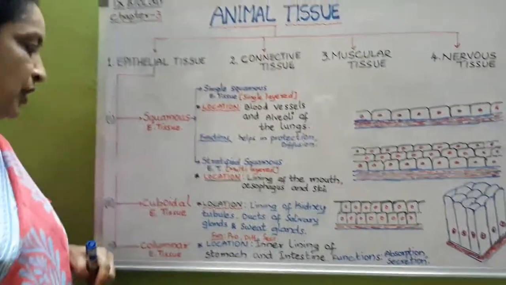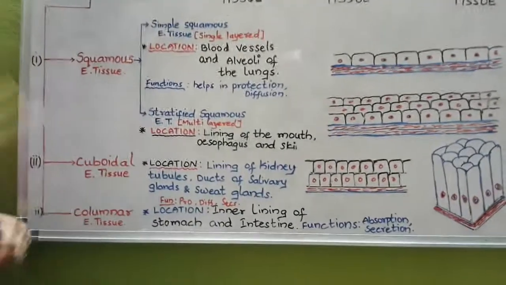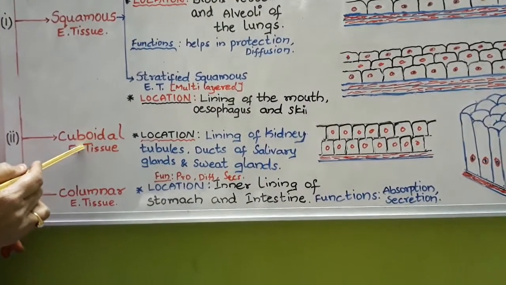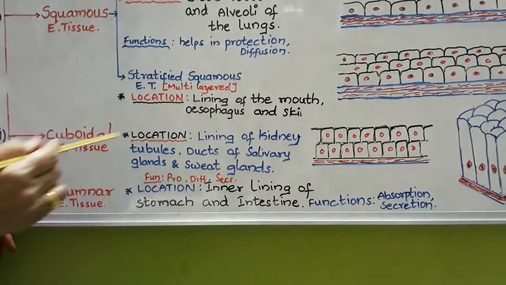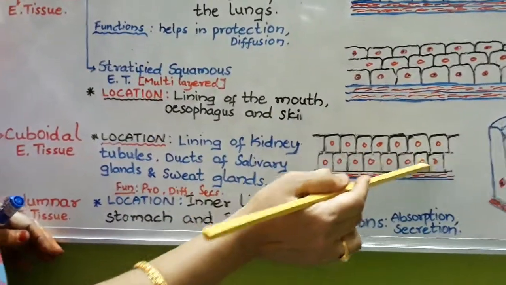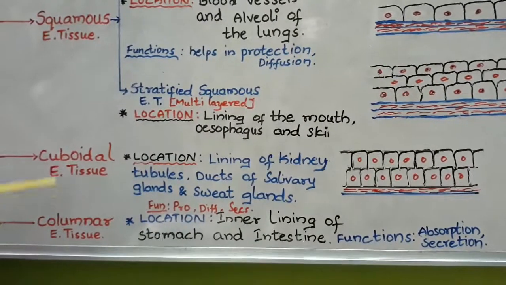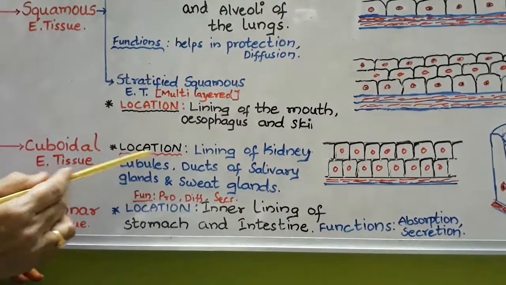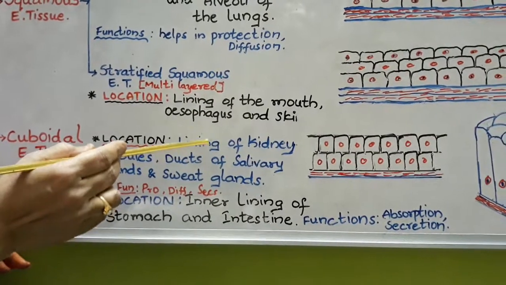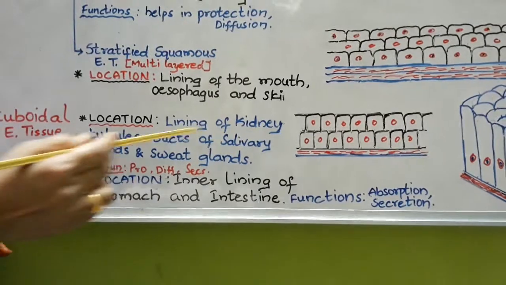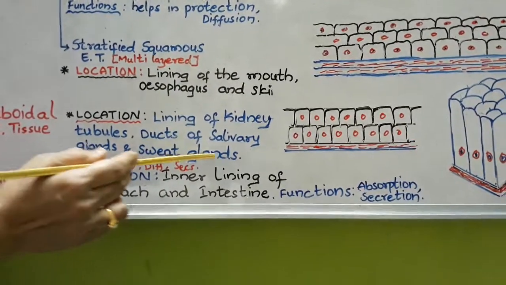And the next one is cuboidal tissue. As the name says, cuboid means cube, so these tissues are in the shape of cubes. See here, they are in the shape of cubes. And where are these cubes located in our body? These are located in the lining of kidney tubules and in the ducts of salivary glands and sweat glands.